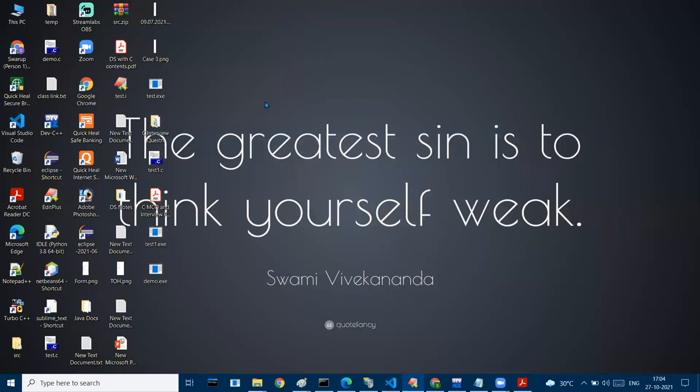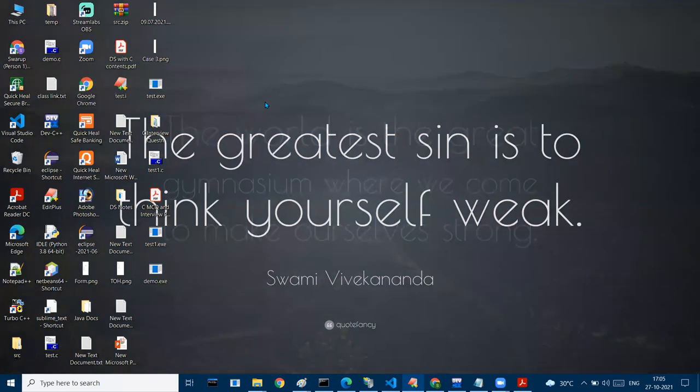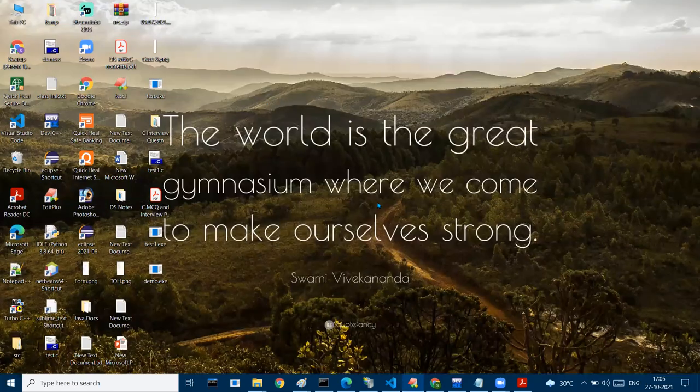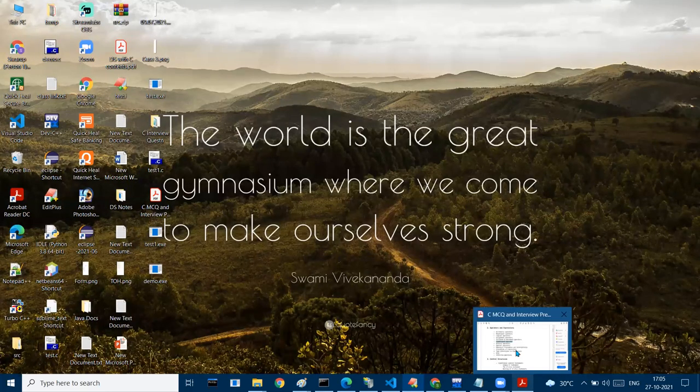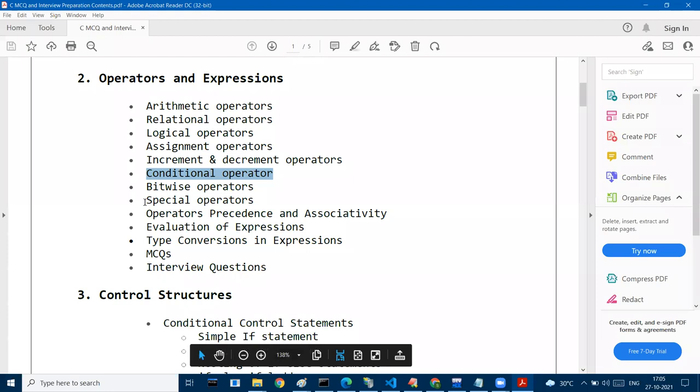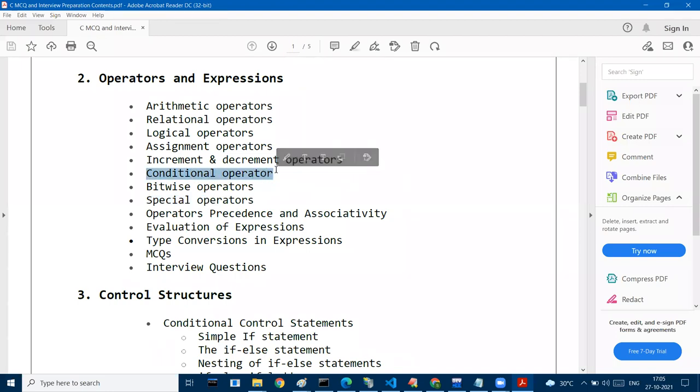Yes, guys, let us start today's session. Today, I'm going to discuss the conditional operator. In the last session, we learned about the special operator. Under that, we learned about the sizeof operator, the only compile time operator. Till now, under the category of special operators, we completed the comma operator and the sizeof operator. Today, I'm going to explore the conditional operator.